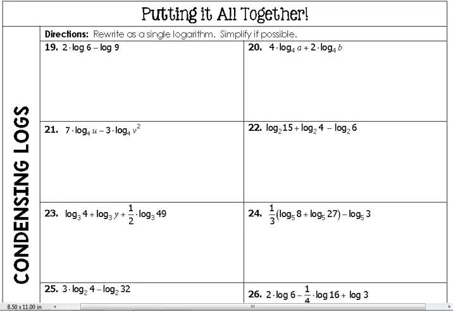Okay, so we're going to put it all together. All right, rewriting as a single logarithm, so we're going to put these together. Let's look at number 19. We have 2 times the log of 6 minus the log of 9.